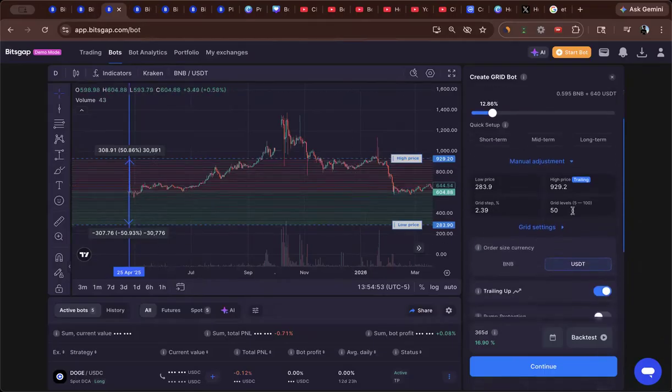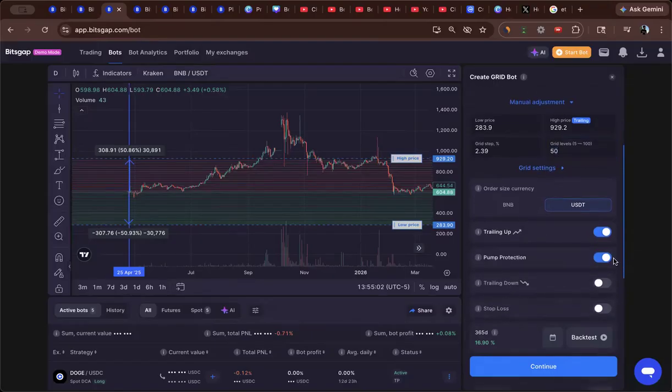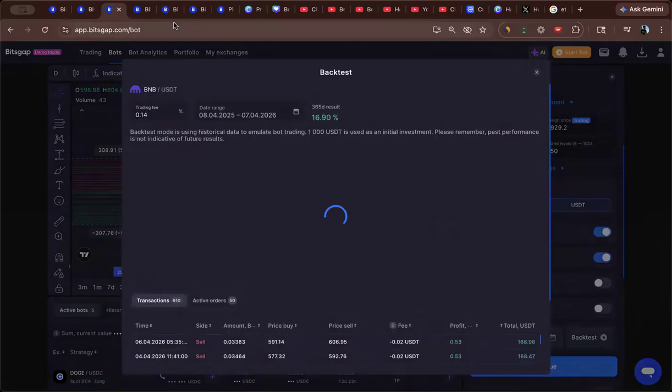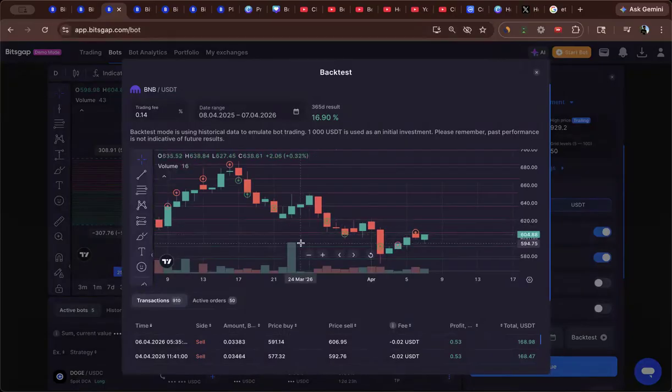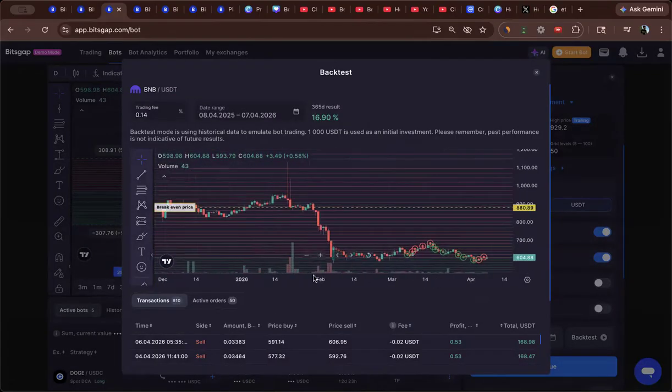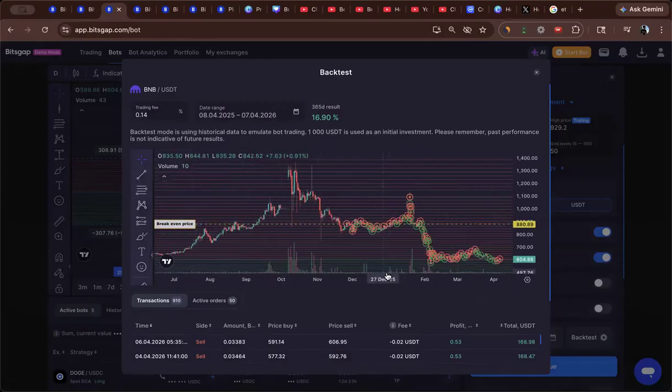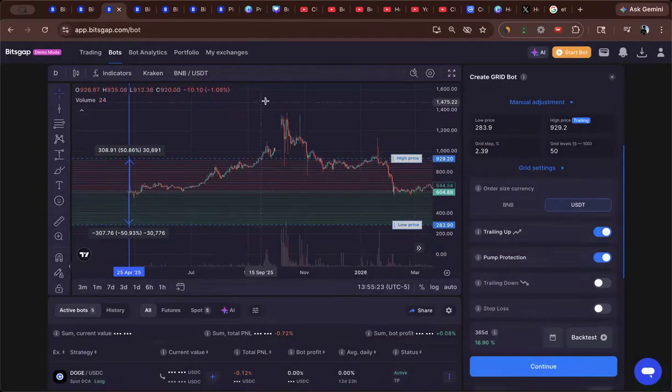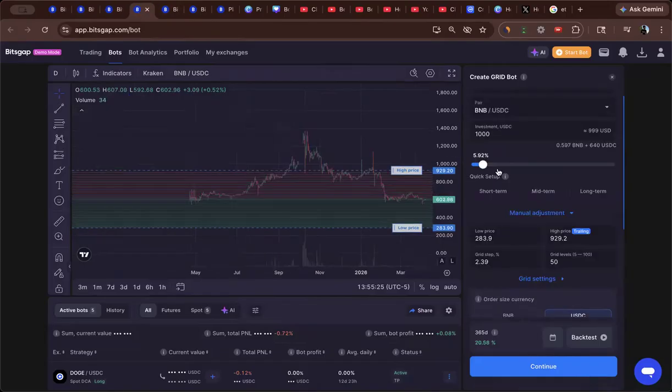Okay, and then what I did was I took the grid levels from 100 down to 50, and I forgot to turn off the pump protection before. And you can see, let's do a real quick check here. So in this case, with the pump dump protection on, it got 16.9% APY. And I'm going to double check one more thing here.